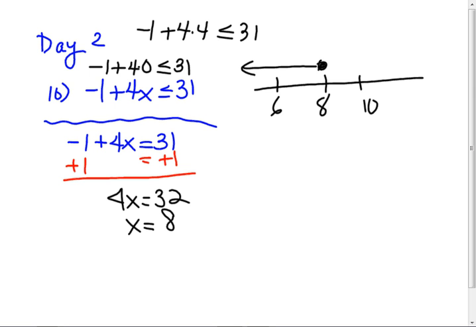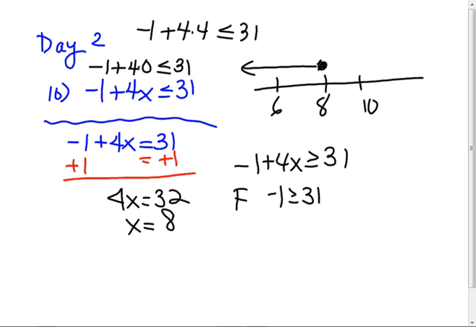It's always going to be one side or the other. If this had been -1 plus 4x is greater than or equal to 31, when you tried 0, you would have -1 is bigger than 31. Is that true? No, it's false. So then you would not shade that side. You go to the other. It's one side or the other, not both.